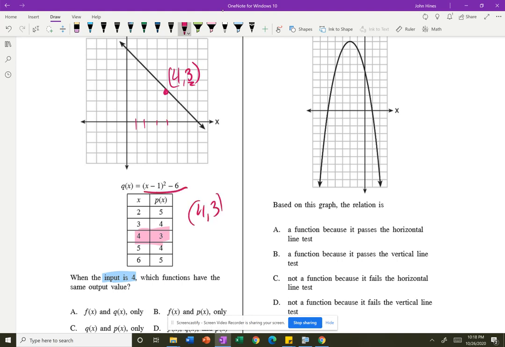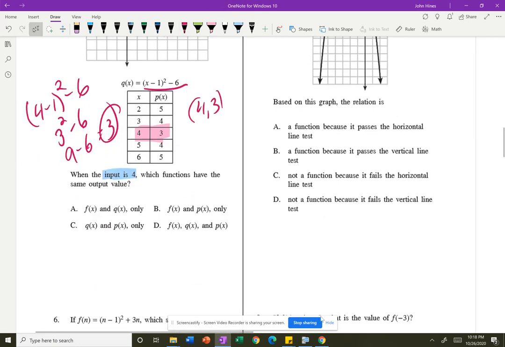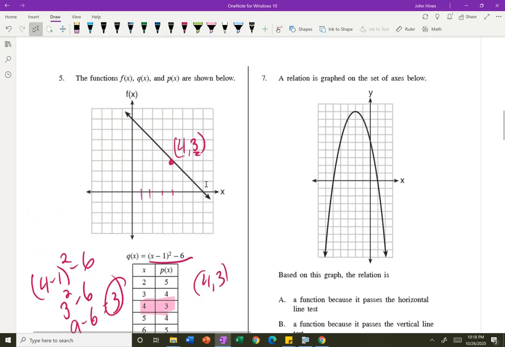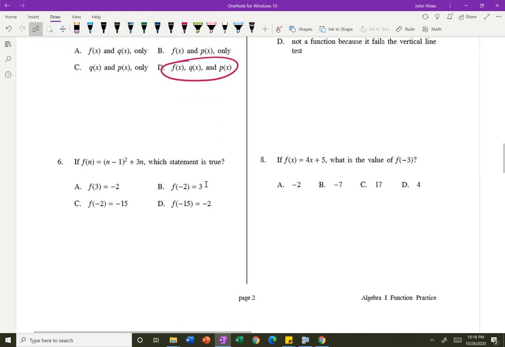Is that on this graph here? Let's do 4 minus 1 squared minus 6. 3 squared minus 6. 9 minus 6 is 3. Notice all of these functions here, f, q, and p, all have an output of 3. When I plug in a 4, the output is 3.